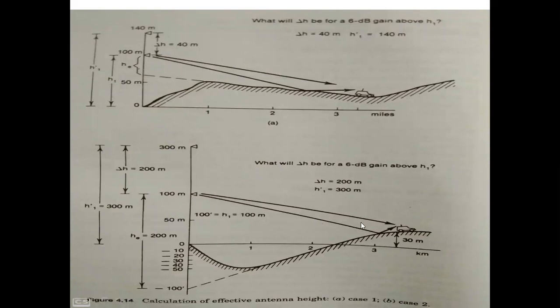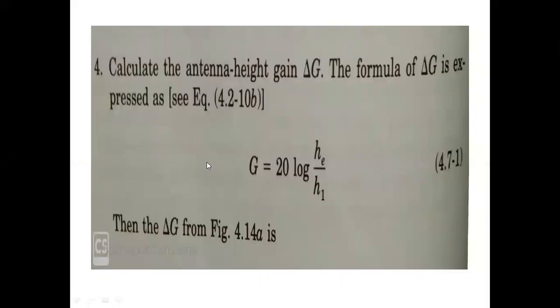But depending on the propagation or the movement of the mobile unit from the cell site, the effective height, the del H, changes with respect to the movement of the mobile unit. That means when the mobile unit moves, the effective antenna height also changes. So these two figures represent two scenarios when the mobile unit moves from one point to another, and with respect to the mobile unit, the effective antenna height also changes.